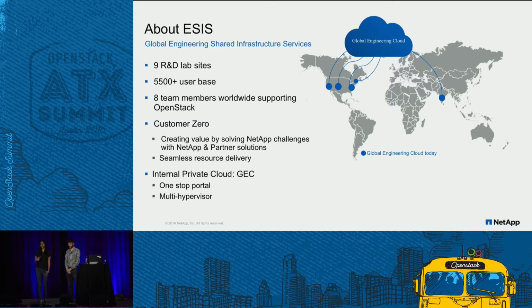And keeping this in mind, we introduced our internal private cloud GEC back in 2013. This is a global engineering cloud, as we call it, which is operational today at 5 different sites across the world. It serves as a self-service one-stop location for our users to request resources instead of the ticketing system that we had before. And these resources are processed by a workflow engine at the back end that talks to the various different hypervisors that we have in our environment. So currently we have VMware, Hyper-V, and the recent addition of KVM on OpenStack.